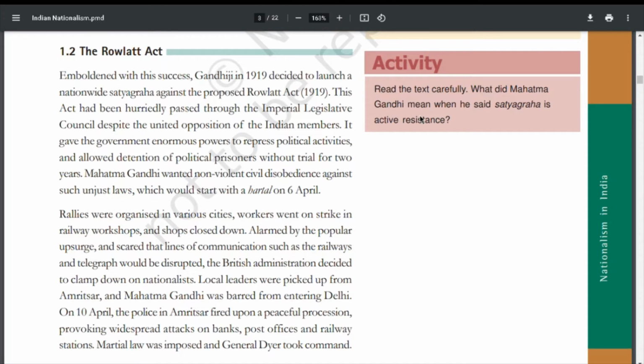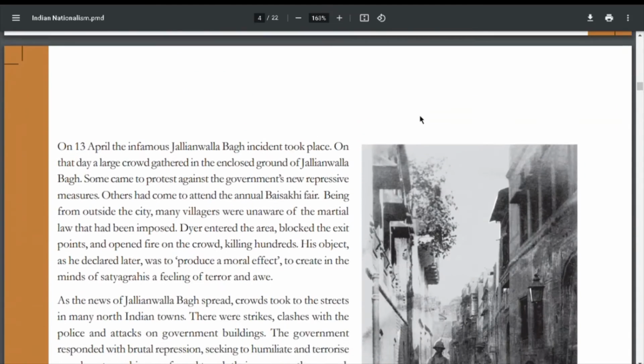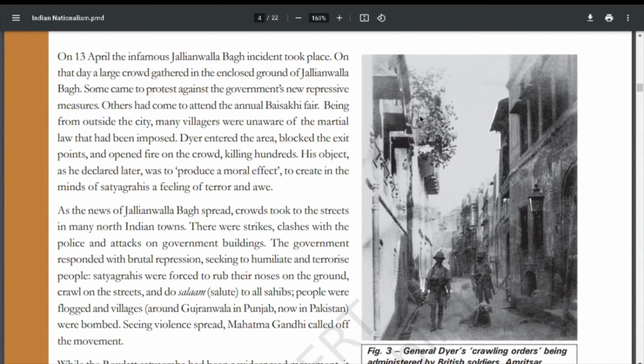On 10th April, the police in Amritsar fired upon a peaceful procession, provoking widespread attacks on banks, post offices, and railway stations. Martial law was imposed and General Dyer took command. On 13th April, the infamous Jallianwala Bagh incident took place.